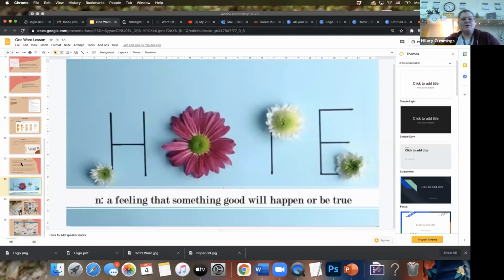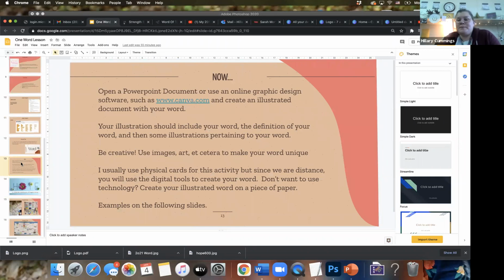All right, so the next thing that you're going to do is you're going to open up a PowerPoint document or use an online graphic design software such as the website canva.com, and you're going to create an illustrated document with your word. Now, in the past, I have done this on paper, and if you are at home and you would rather do this on paper and take a picture and upload it to me, you can definitely do that, okay? So your illustration should include your word, the definition of your word, and then some kind of illustrations that pertain to that word. Be creative, use images, art, etc., to make your word unique.